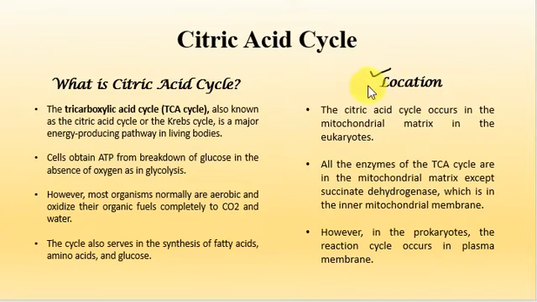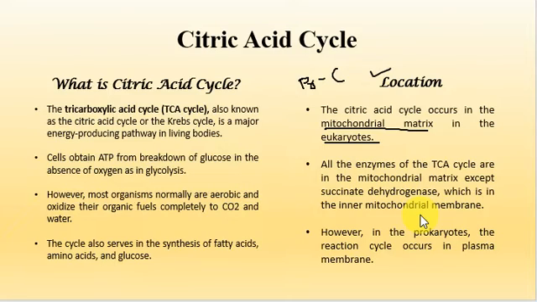So, where does it occur? The citric acid cycle occurs in the mitochondrial matrix in eukaryotes, and in prokaryotes, it occurs in the cytosol. All the enzymes of the TCA cycle are in the mitochondrial matrix except succinate dehydrogenase, which is in the inner mitochondrial membrane. However, in prokaryotes, the reaction cycle occurs in the plasma membrane.